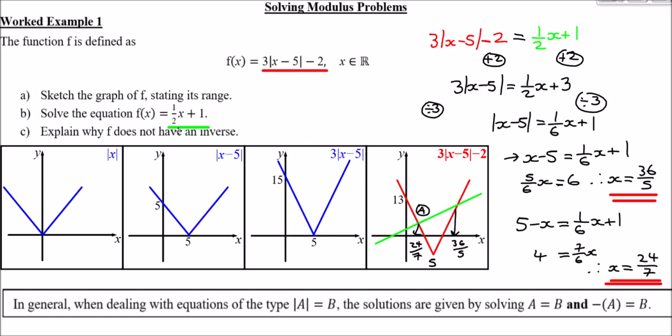Finally, we need to explain why f doesn't have an inverse. For a function to have an inverse, we need to recall the function must be 1 to 1. Whereas here, we can see that we've got 2 different x values each time going to the same y value. So this is a many to 1 function, it's not a 1 to 1. So f doesn't have an inverse simply because it's not a 1 to 1 function. Let's now have a look at worked example 2.